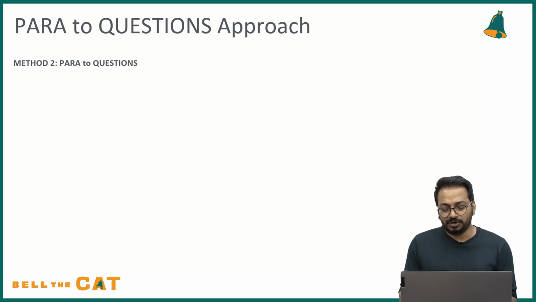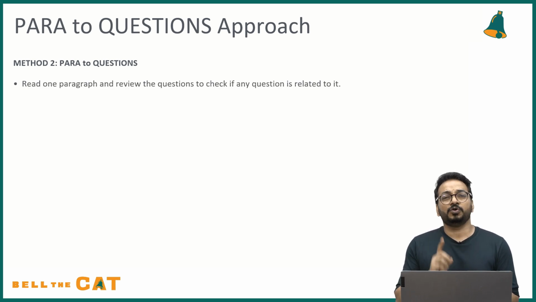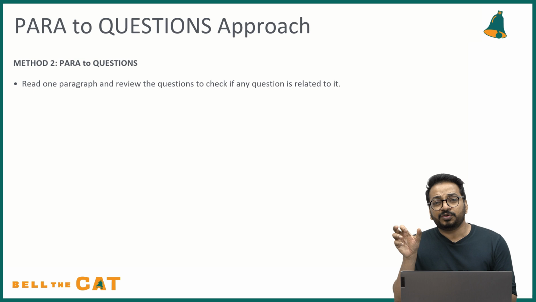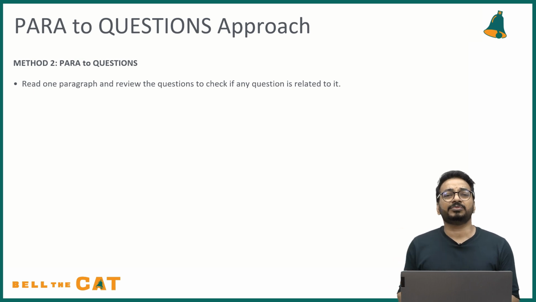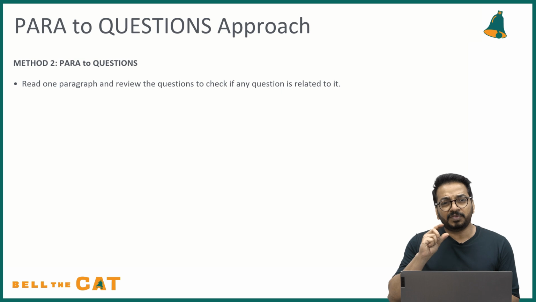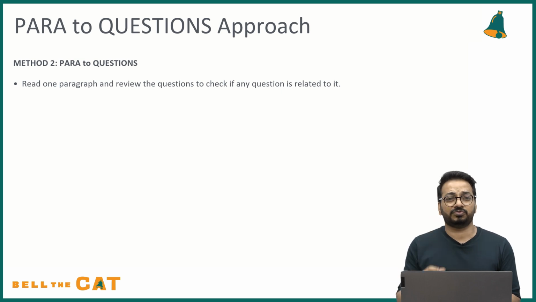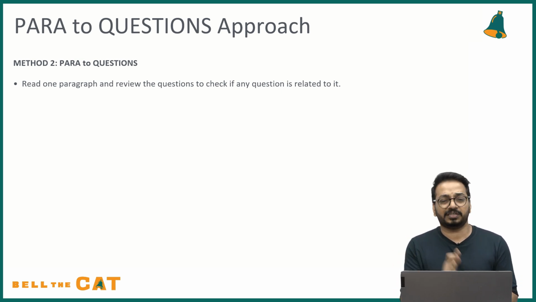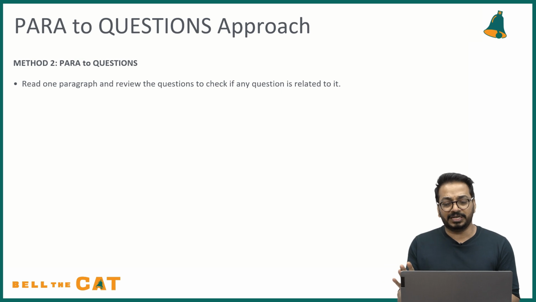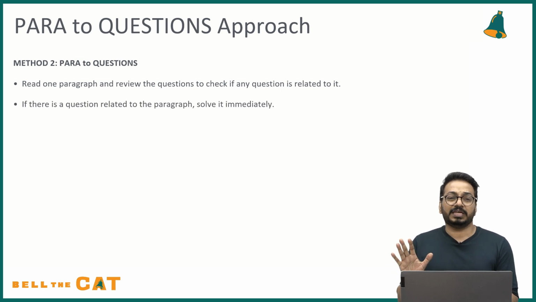So what is the para to questions approach? You read a paragraph and quickly look at all the questions, the stems, to see if there is a question related to a paragraph. If the paragraph is very, very small, say only 2-3 lines, read 2 paragraphs, right? So you read a paragraph, and if the paragraph is short, two, quickly read the questions and see if there is a question related to it. If there is a question related to it, solve then and there.